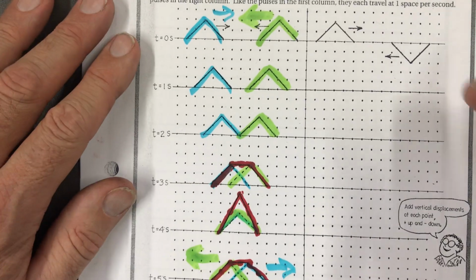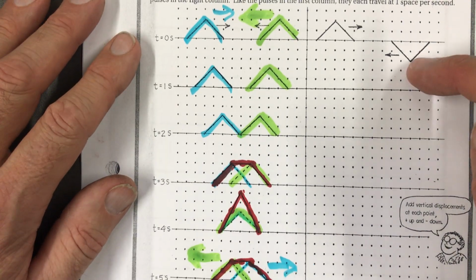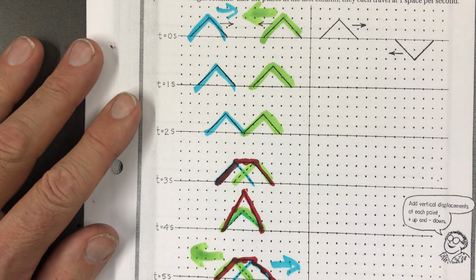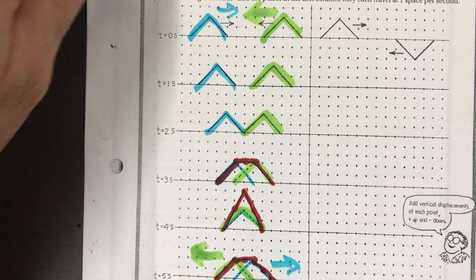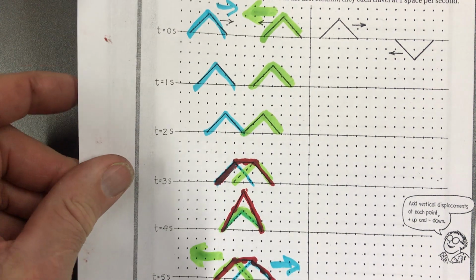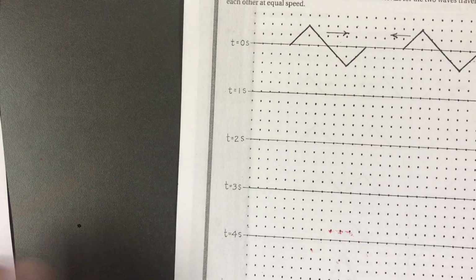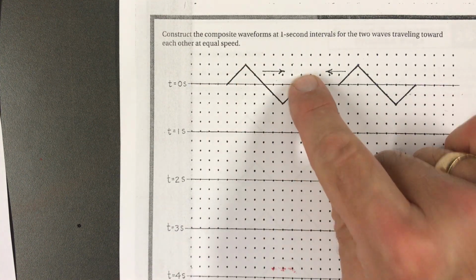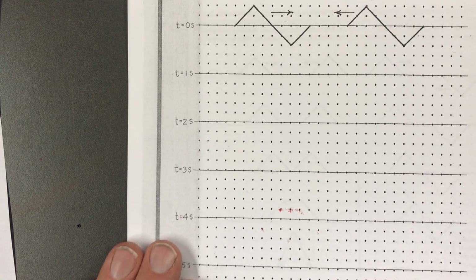So now what I want you to do is do the same thing here. Move these closer to one another. And I'll let you work on this by yourself. And then on the second page of the document, we have a wave that consists of a crest and a trough. So let's see what happens in that transition.